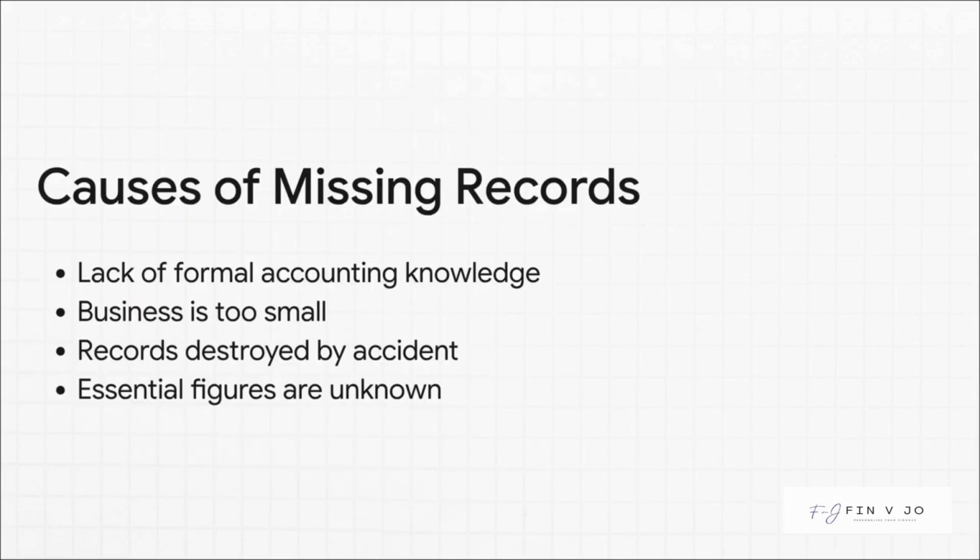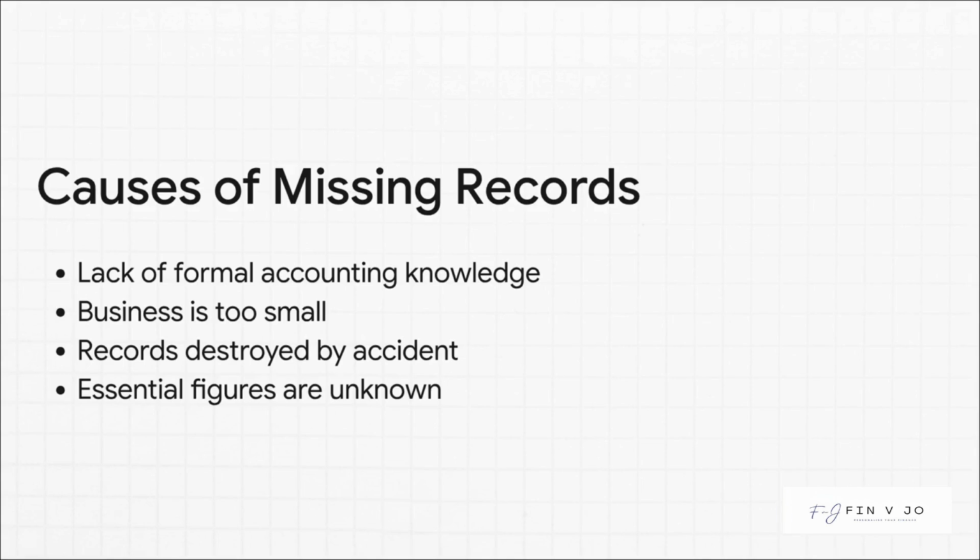So why do we even encounter this financial crime scene in the real world? Why not just use double entry and save everyone a headache? Well, very often, it's a simple lack of formal accounting knowledge. Think about a street vendor selling vegetables. Are they really going to sit down and maintain complex ledgers? Definitely not. Other times, a sole proprietorship is just too small to justify the time and effort. And sometimes it's a literal disaster. Records can be destroyed by a freak accident, like a fire in the shop. When that happens, essential figures become totally unknown, meaning they have to be calculated as balancing figures or just really carefully estimated.